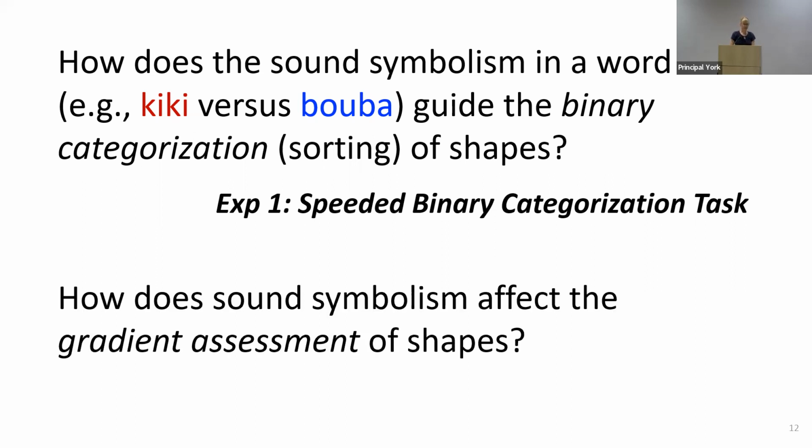In our second experiment, we're going to follow the path that I showed you in the second part of the initial intro example, where we're going to ask, how does sound symbolism affect the gradient assessment of shapes? So if I don't force you to be in this cognitive mode of sorting or categorizing, what happens? And we'll look at this in the second experiment with the Likert rating task.